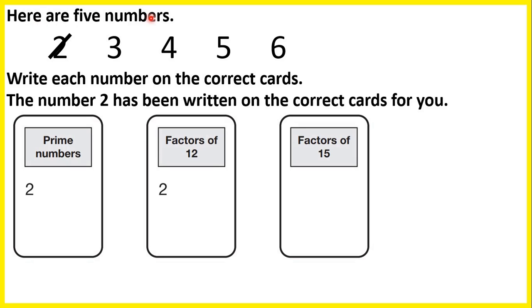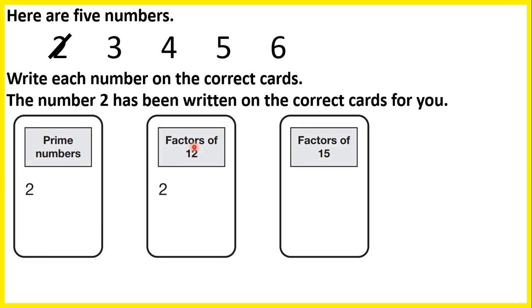Here are 5 numbers, so we have the numbers 2 to 6. Write each number on the correct cards. The number 2 has been written on the correct cards for you. So first, for this card, we need to see if the number is a prime number. And remember, a prime number is a number with only 2 factors. It's only in the 1 times table and its own times table. So 2 is a prime number because that's only in the 1 times table and the 2 times table, not in any other times tables.